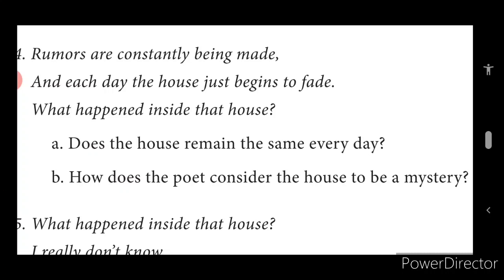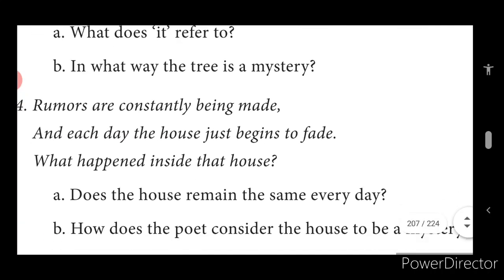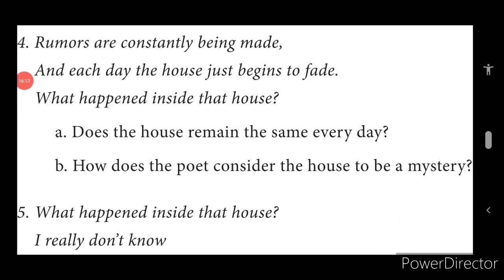Rumors are constantly being made, and each day the house just begins to fade. What happened inside that house? Okay. Does the house remain the same every day? No, the poetess doesn't know what happened in the house. Okay. How does the poet consider the house to be mysterious to rain? There are many rumors about the house, and hence the poetess considered the house to be mysterious.